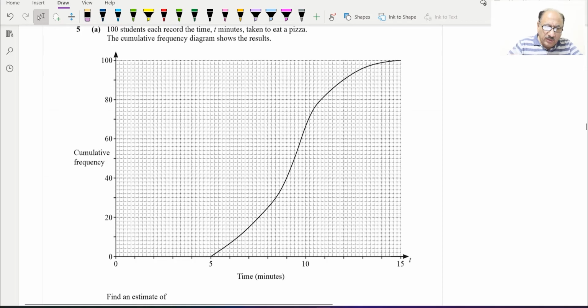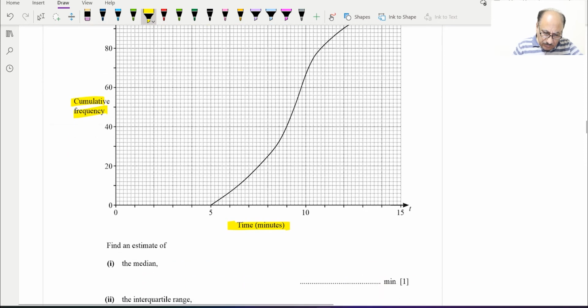Now question number 5. It says 100 students each record the time t minutes taken to eat a pizza. The cumulative frequency diagram shows the results. This side is cumulative frequency, and this side is time in minutes. Find an estimate of the median.